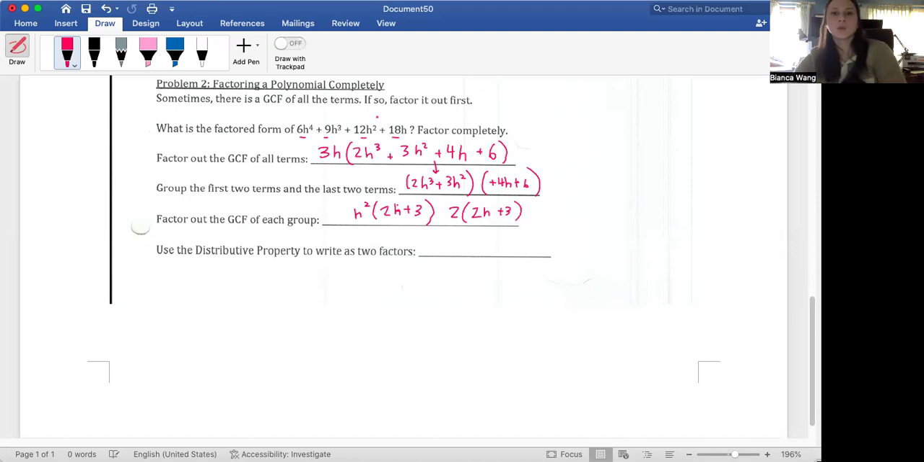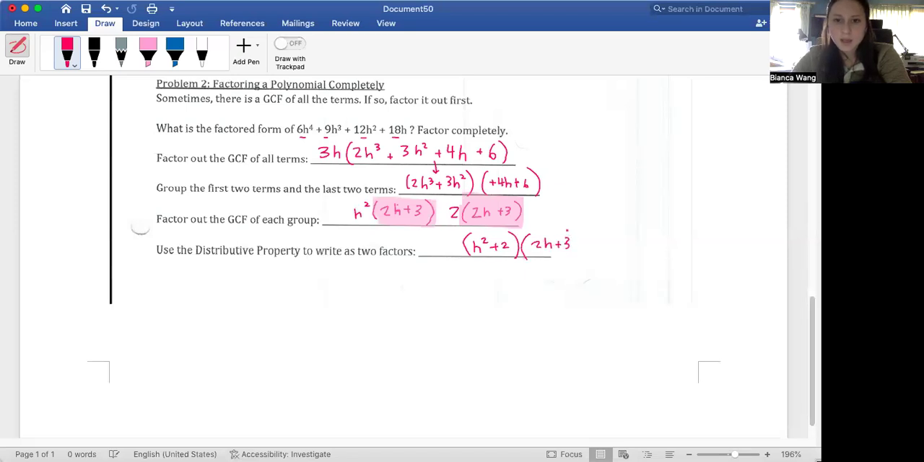And so again, what we're seeing is that what's in the parentheses is completely identical. This is completely identical, which means when I write this out, to write the distributive property, I'm going to write this as h squared plus 2 in parentheses times 2h plus 3.